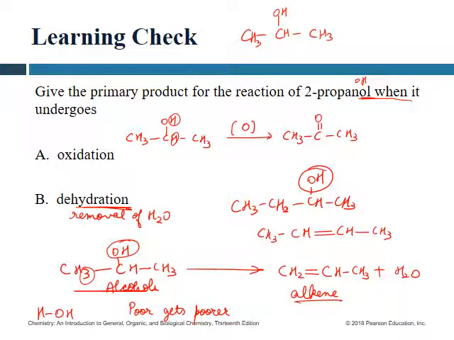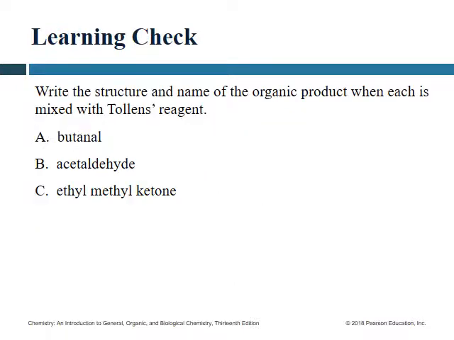Okay, so that was alcohols. Okay, right. So for instance, this is the question. Write the structure and name of the organic product when each is mixed with Tollens reagent. So when these compounds are mixed with Tollens reagent, what is the product, what is its structure, and what is its name? So Tollens reagent, remember, is what? It's an oxidizing agent. So it is going to oxidize our compounds.